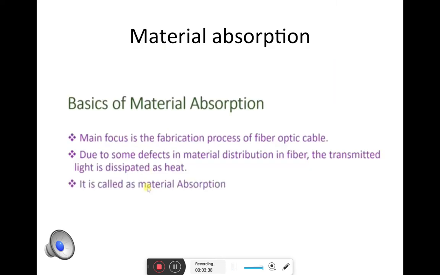The first factor that leads to attenuation is material absorption. From the word material, what does it mean? It is something related to fabrication. Here the material absorption is due to the fabrication process in the optical fiber. Material absorption occurs due to some of the defects in the materials used in the fabrication of optical fiber. Because of the materials used for the manufacturing of optical fiber, there is a certain amount of absorption that comes with it. That type of absorption is called material absorption.